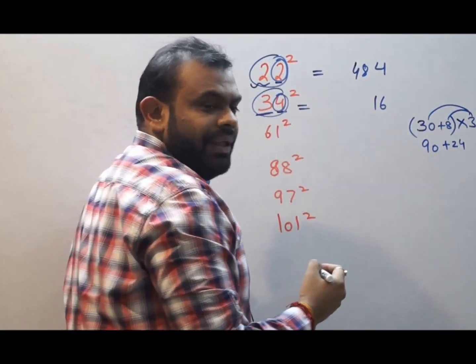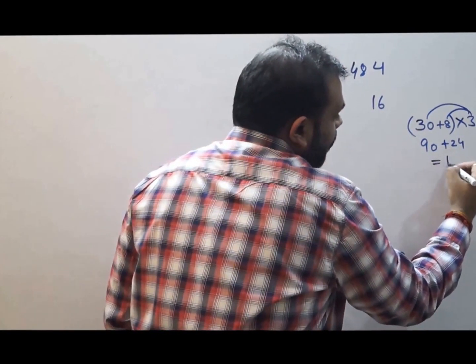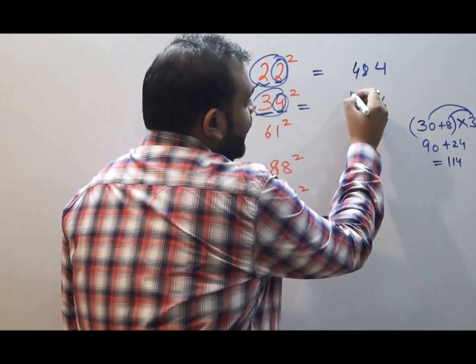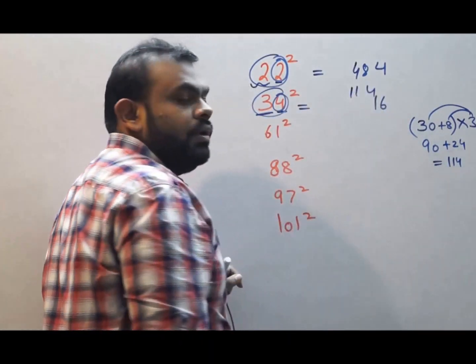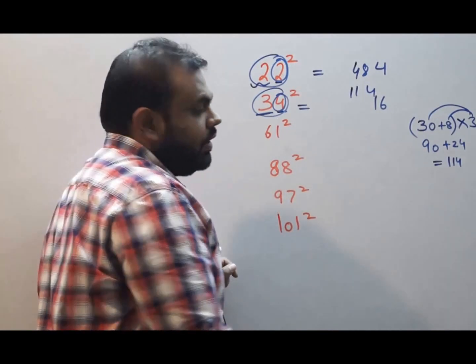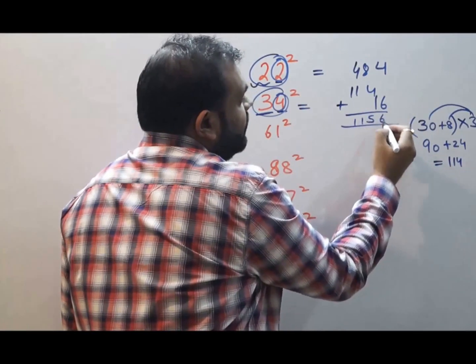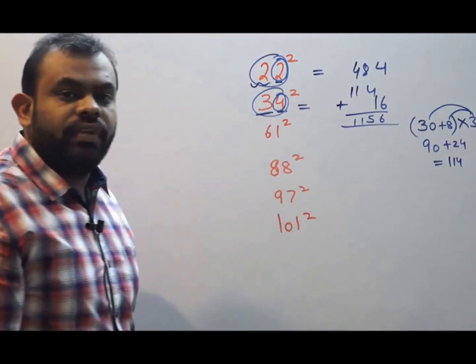So 90 plus 24 is given by the sum 114, and writing down this 114 by leaving one space on the right and adding these two numbers, I get the answer as 1156.